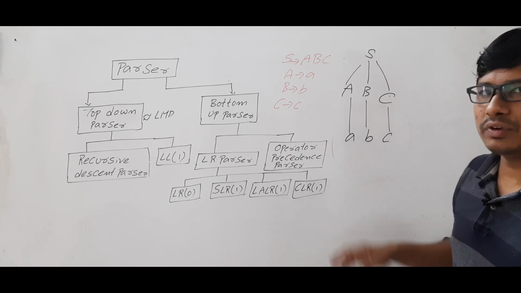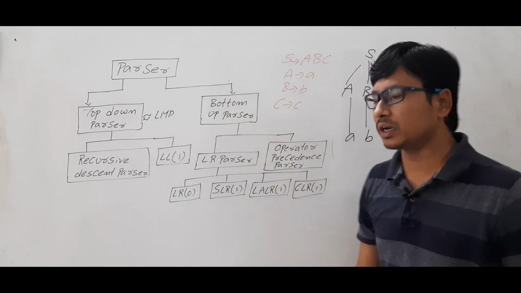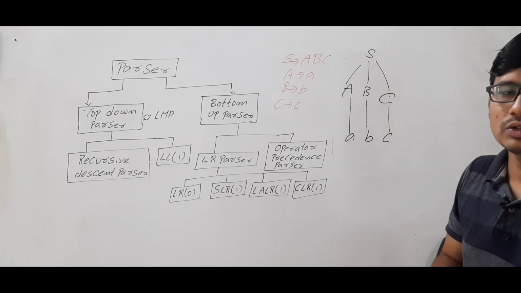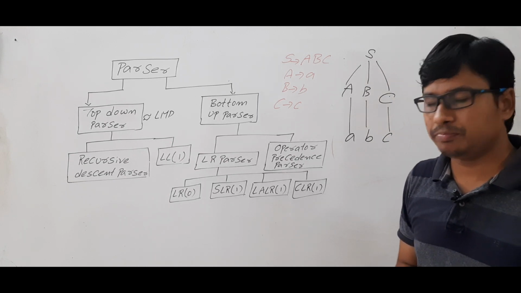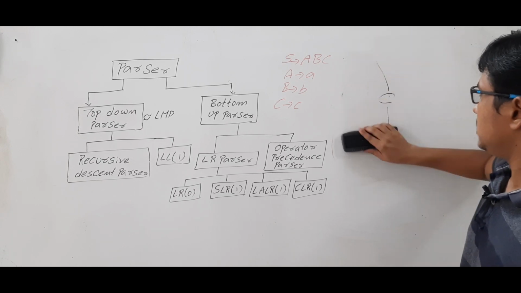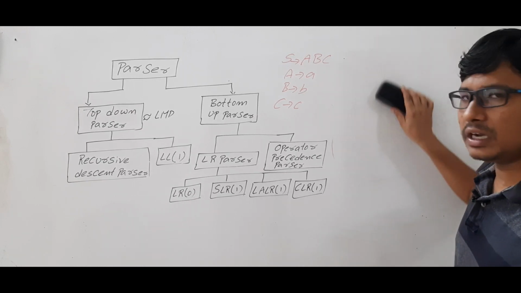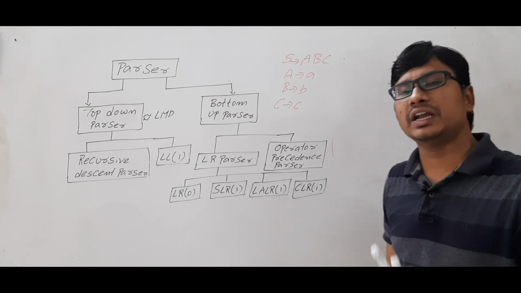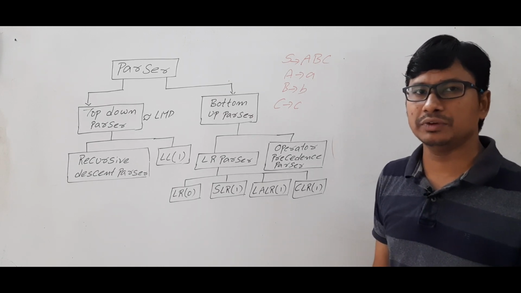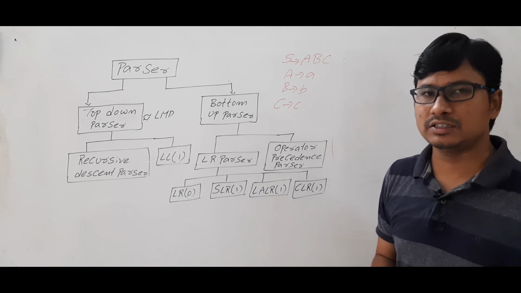So, this is the way the bottom-up parser will work. We went from the terminals to the start symbol. That's why it is called a bottom-up parser. Now, this is equivalent to what? We will check it. This is equivalent to the reverse of rightmost derivation. Why it is called the reverse of rightmost derivation, I will discuss with an example.